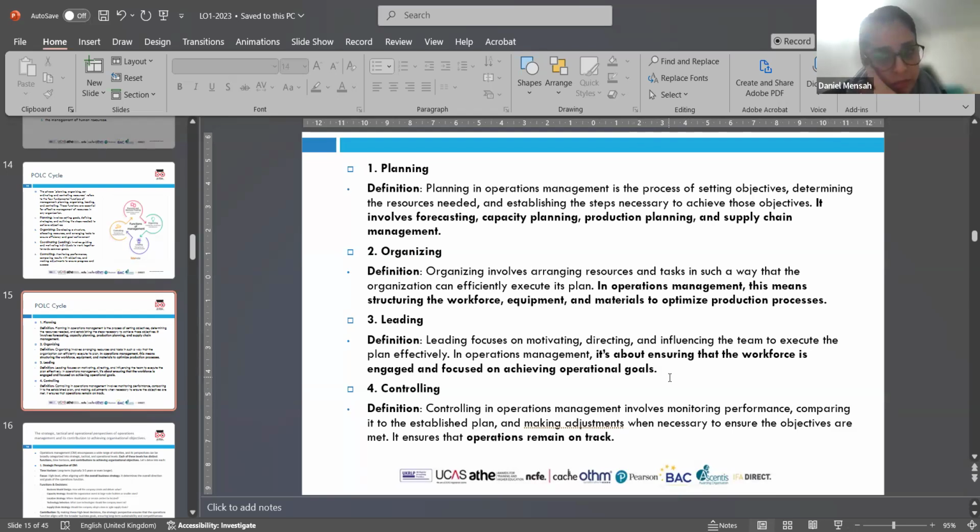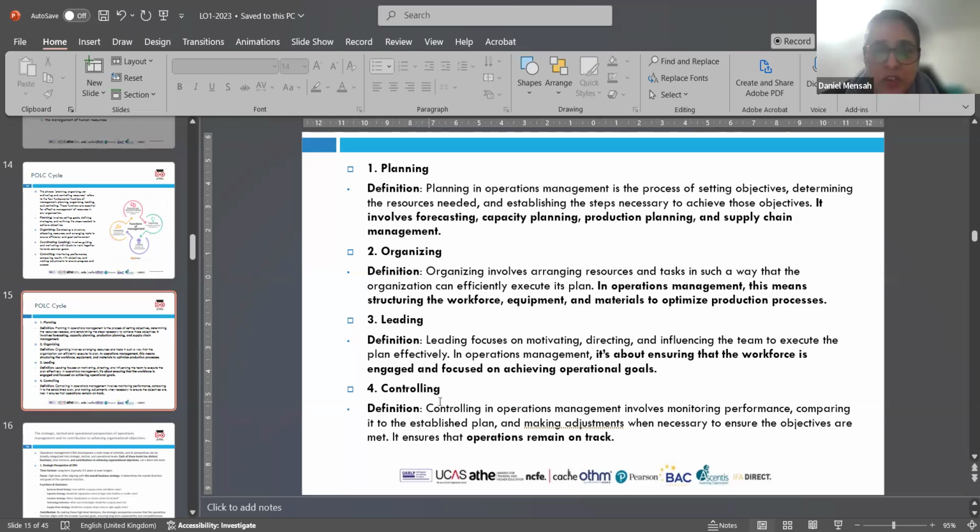When it comes to leading, you are going to motivate, direct and influence your team. Through motivation, you are gaining their commitment to enhance productivity. And unless there is motivation, you can't get efficiency, you can't gain good productivity. The key task is engaging your workforce, focused on achieving the operation goal, which will definitely increase productivity and profitability.